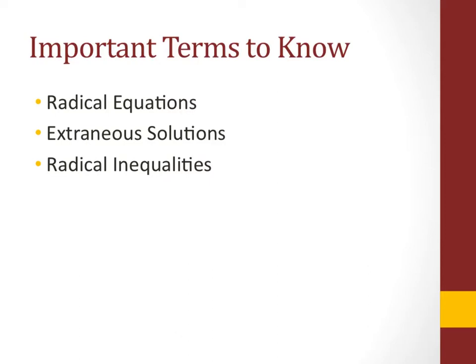Now here are some important terms to know. Radical equations. Right away, radical equations are where we have most commonly seen that square root. Extraneous solutions. These are where we test our solutions, our values that we solve for x, and make sure by plugging them in that they're actually real, that they actually do check out. And radical inequalities we'll see an example of later on in this lesson.